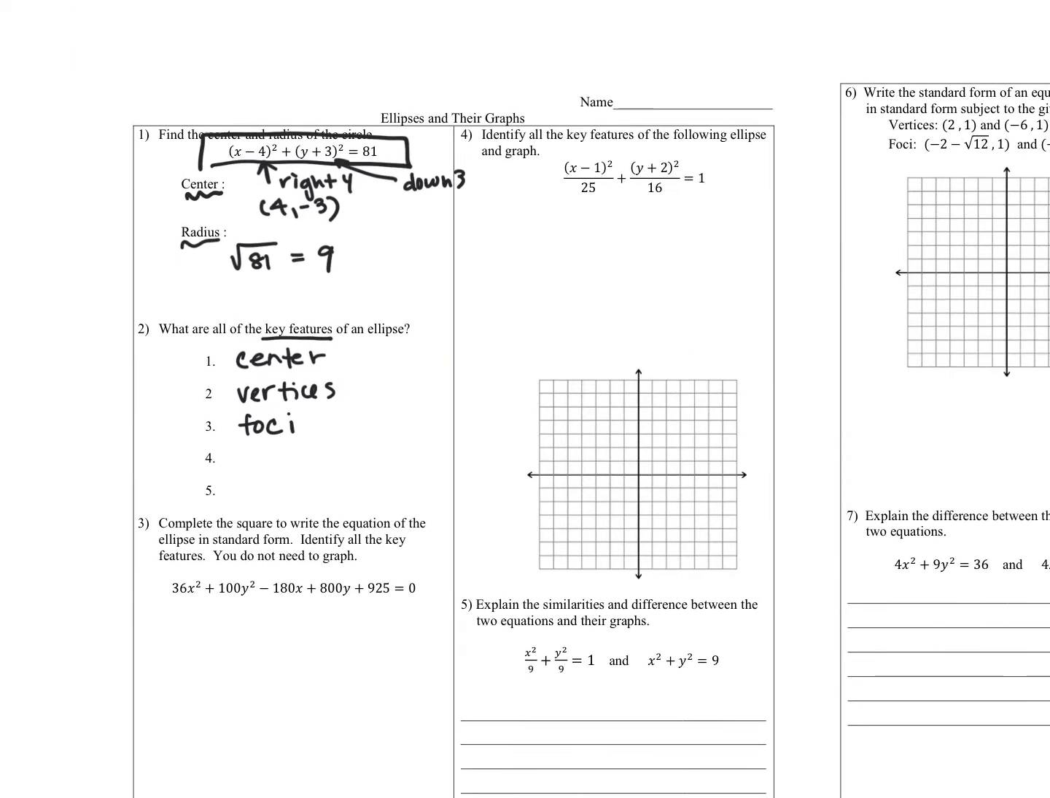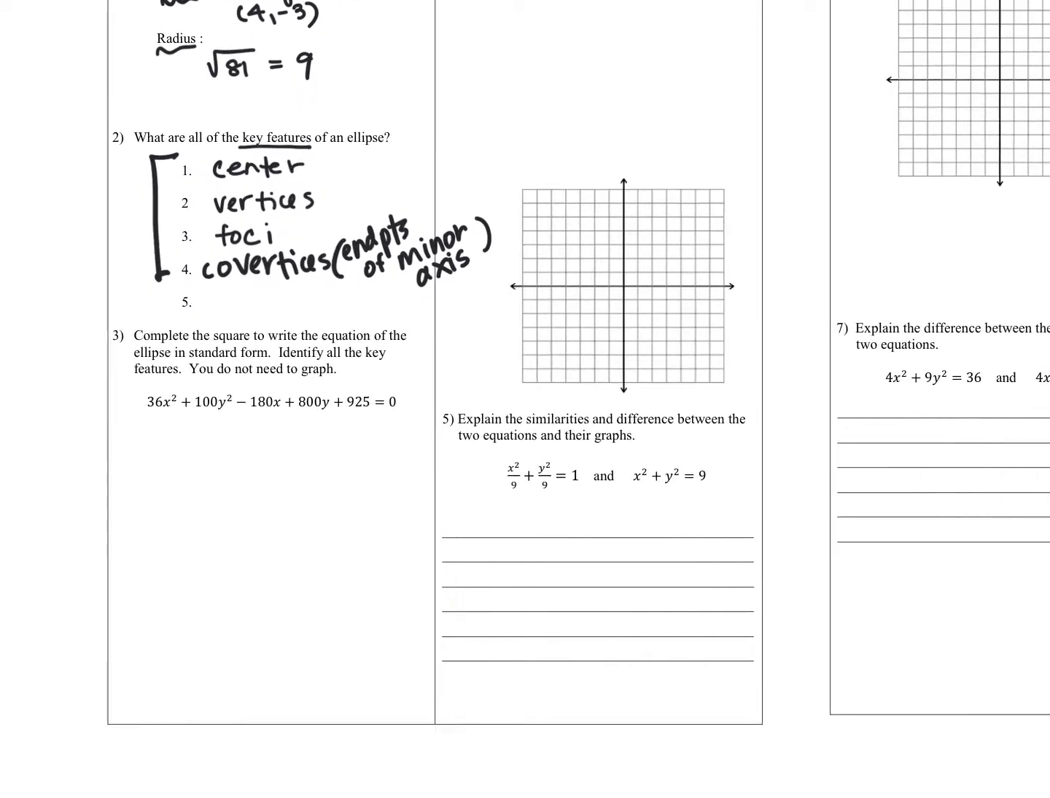But then, what else have we been trying to find with our ellipses? Well, besides the vertices, we could find the co-vertices, which are really just the endpoints of the minor axis. And so really, I think there's 4. I mean, this is a numbered list here. You could add on maybe the length of the major axis or something like that. But really, those 4 would be perfect.